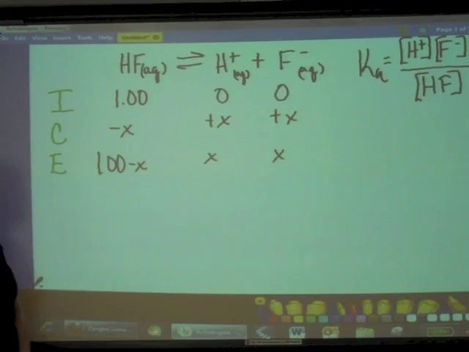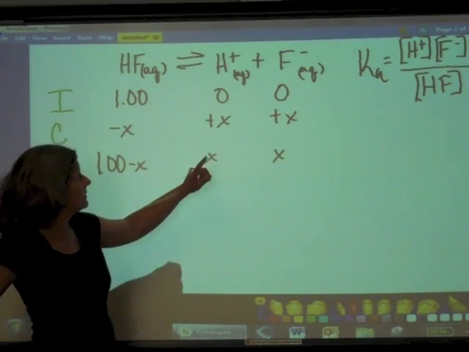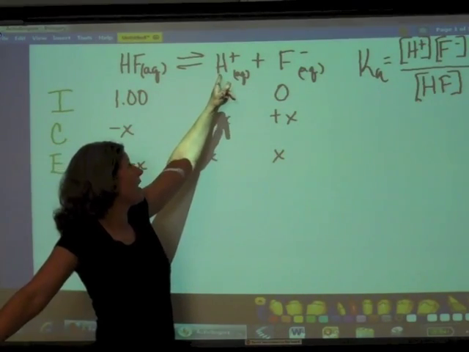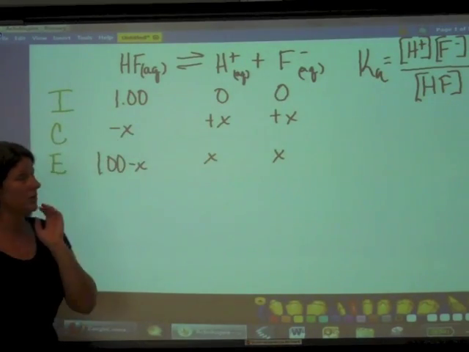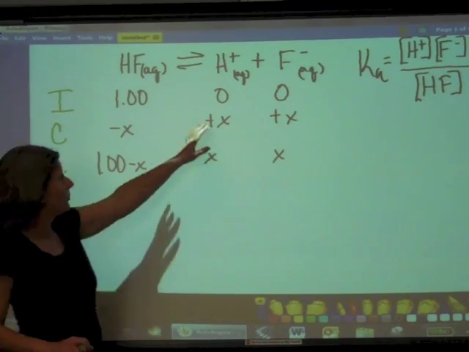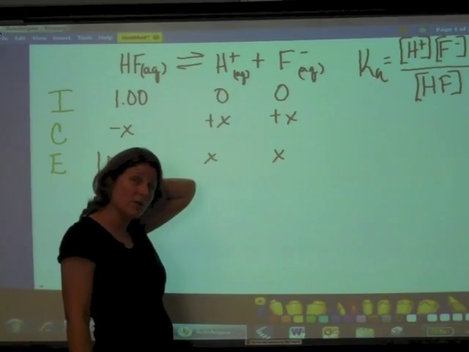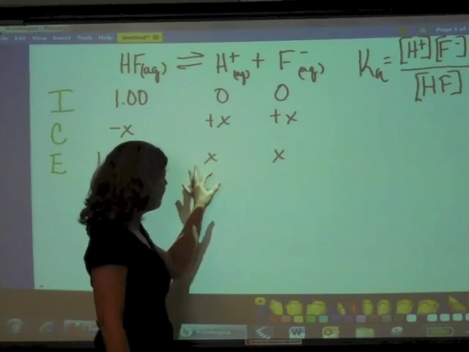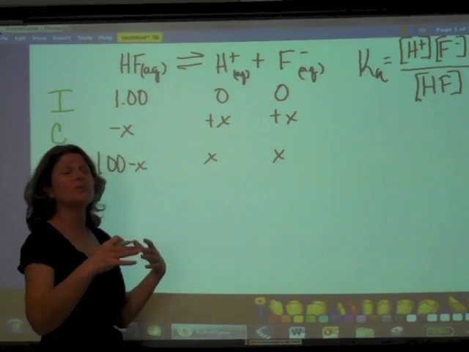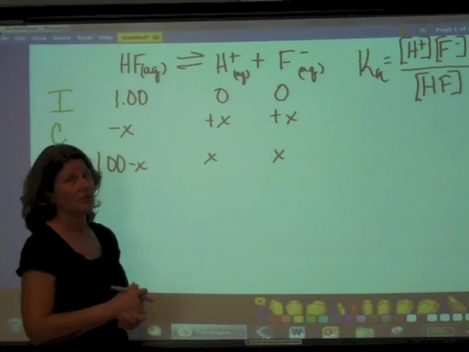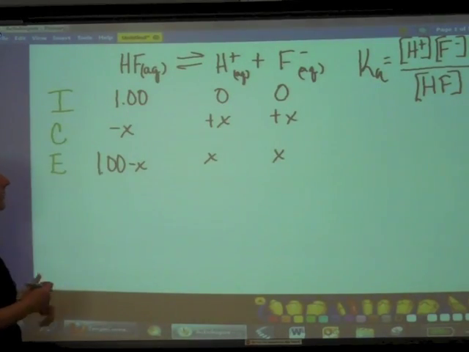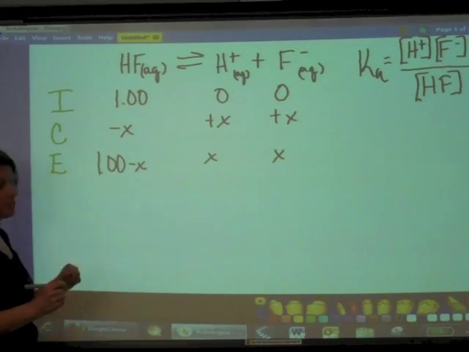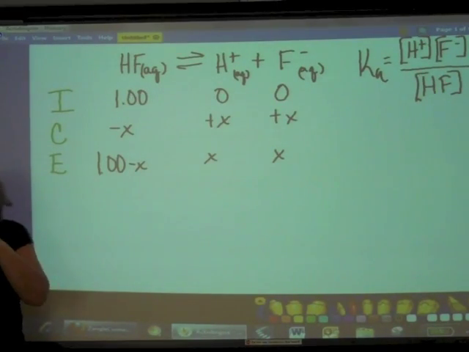What is x? X represents both the hydrogen ion concentration and the fluoride concentration at equilibrium. But this is what we want, right? Because this is a pH problem. So once we find the value of x, all we need to do is find the negative log of that value, and that will give us the pH of the solution. So let's plug this into the equilibrium expression and utilize Ka.